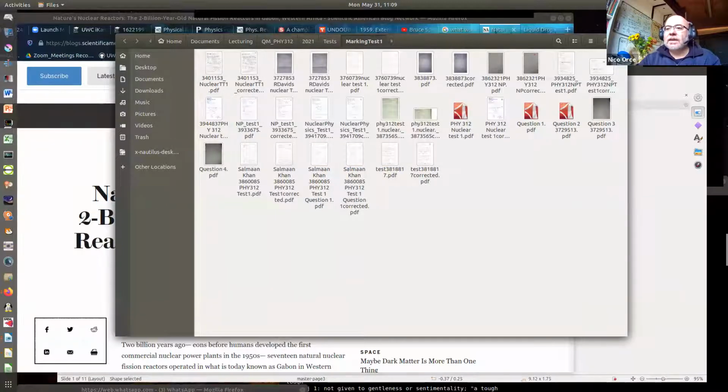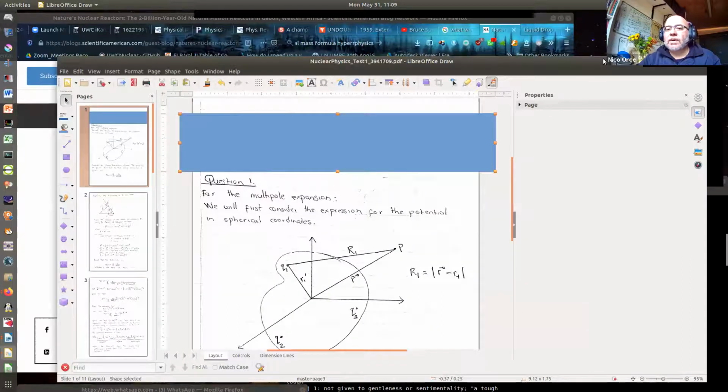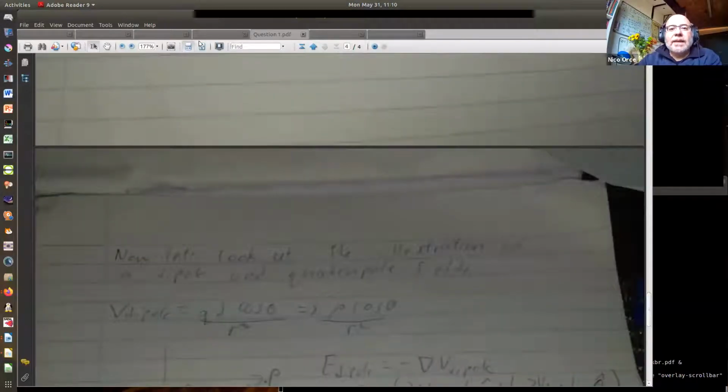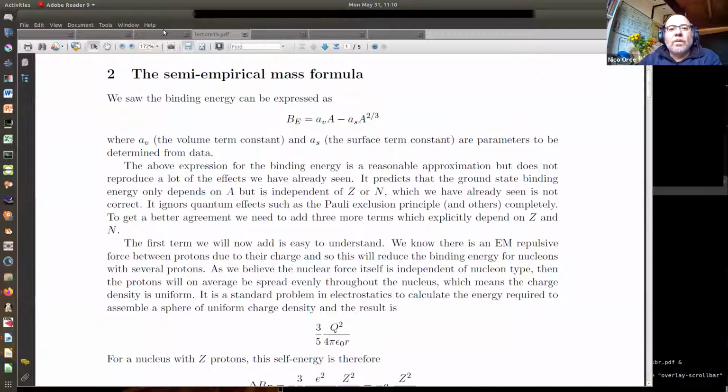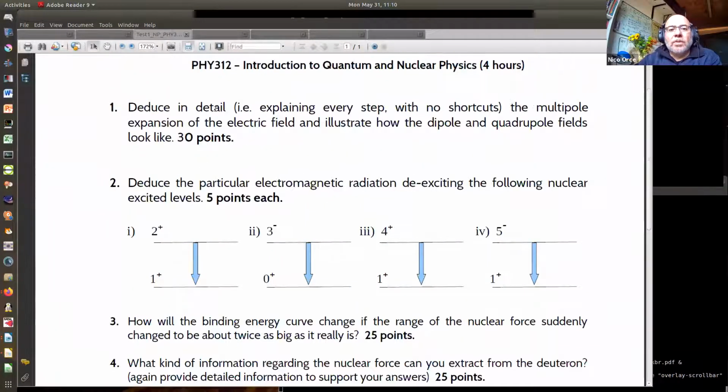Okay, so these are the different exams. What I wanted to show you, let's go one by one. Question one. I asked the following: review in detail, explaining every step with no shortcuts, the multipole expansion of the electric field, and illustrate how the dipole and quadrupole fields look.